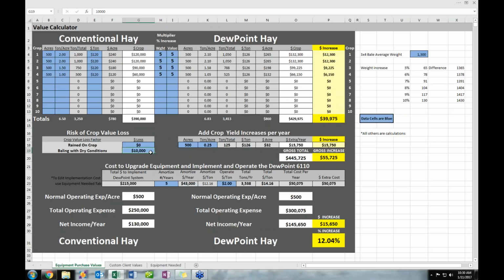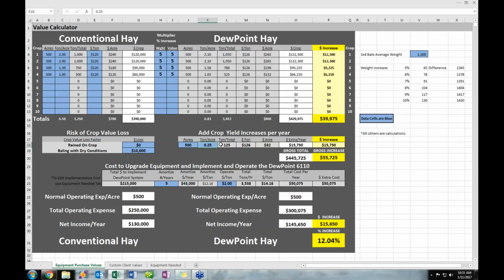This 10,000, I'll just delete it so you can see. What it does is it decreases this number right here, this 15,650 that you see as your net increase. It'll drop by $10,000 if I zero that. You can see it drops to just 5,000 here. So we'll put the 10,000 back.